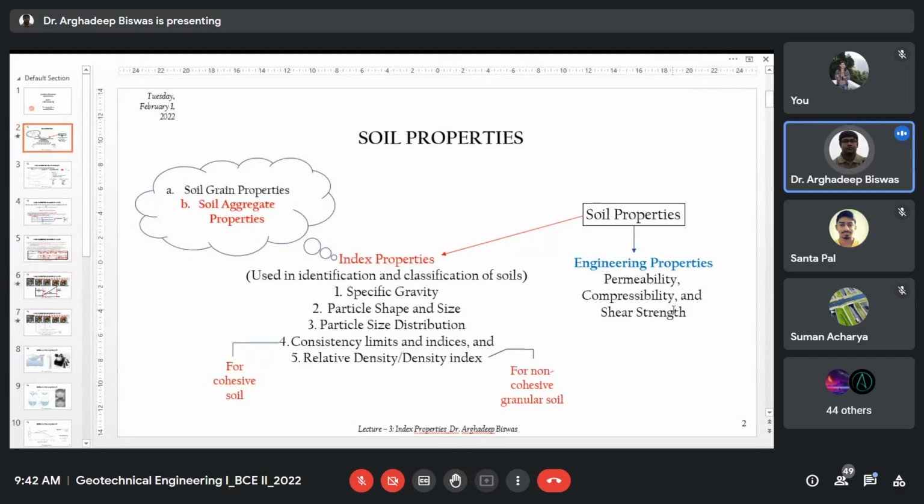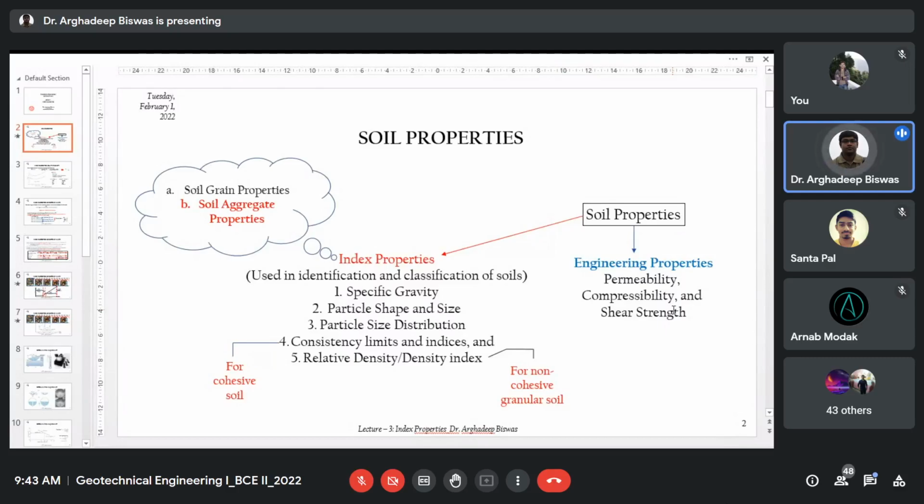As simple as your class. See, you are the soil particles. Each of you are the soil particles. So consider each of you as soil particles. You all individually do carry some properties. But when it is the second year civil engineering students, then it is an aggregate property. How those 150, 140 students behave as a mass, that is coming as soil aggregate property, whereas the individual behavior of your classmates is soil grain properties, right?